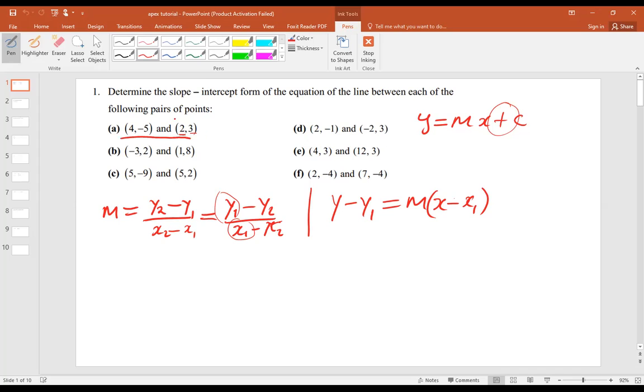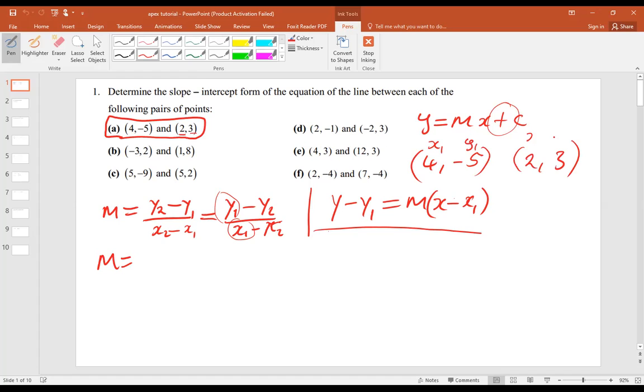So for these 2 points, I'm going to find the gradient, and I'll also find the equation of the line using this formula. So the gradient m is going to be given by, okay, let me write down these 2 points. We have 4, negative 5. This one will be my x1 and this one will be my y1. Then we also have 2, 3. This one will be my x2, this will be my y2.